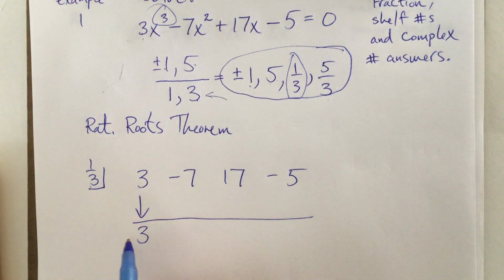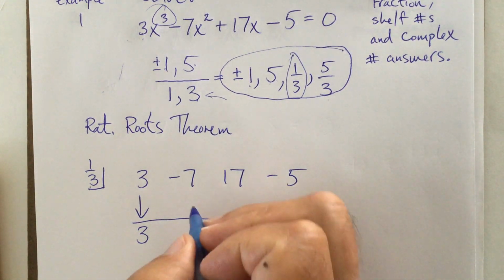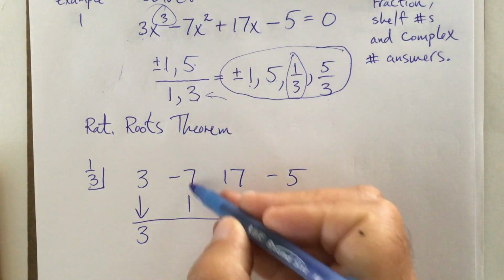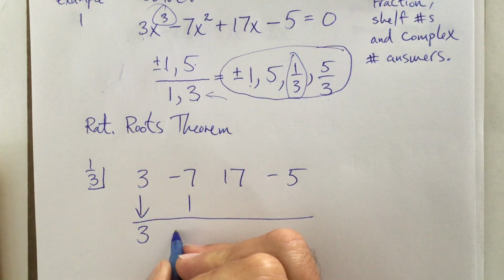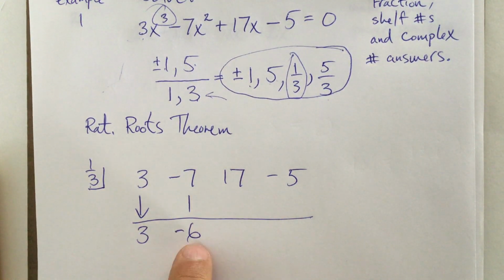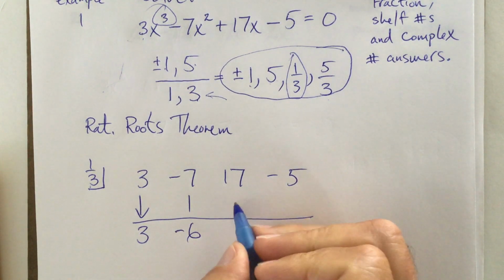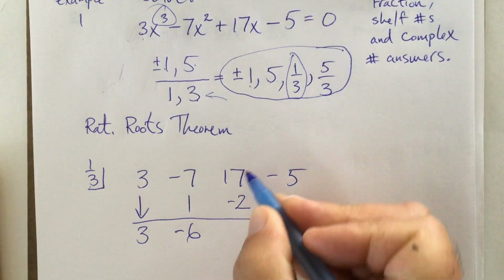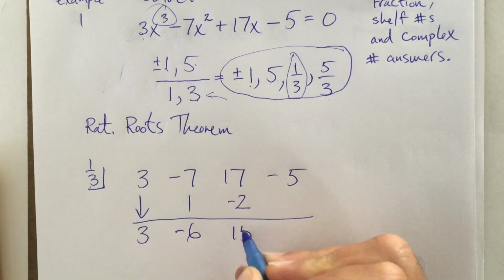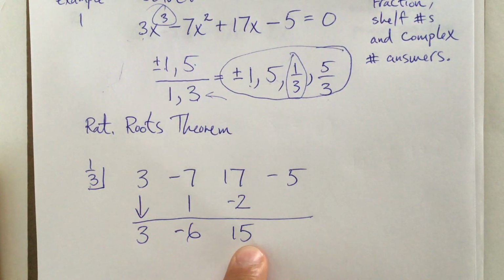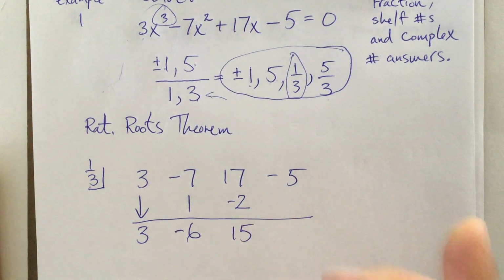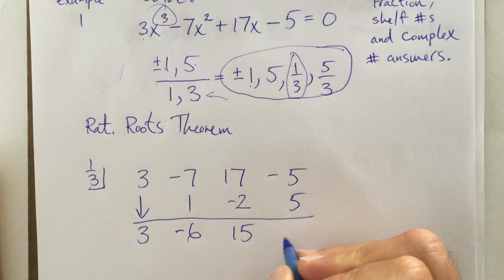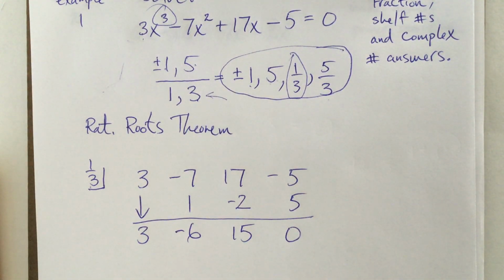Let's multiply 1/3 times 3. Well, that's easy. 1/3 of 3 is 1. Add down. I get -6. What is 1/3 of -6? I think it's -2. I'm going to add down. I get 15. What is 1/3 of 15? 1/3 times 15 would be 5. And then I go, woohoo, totally cool. I got myself a 0.